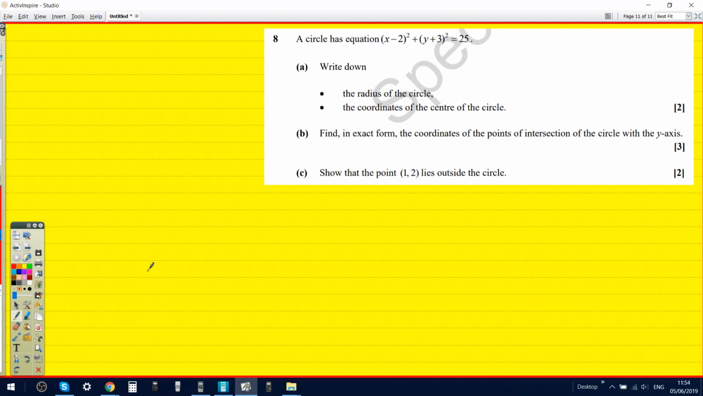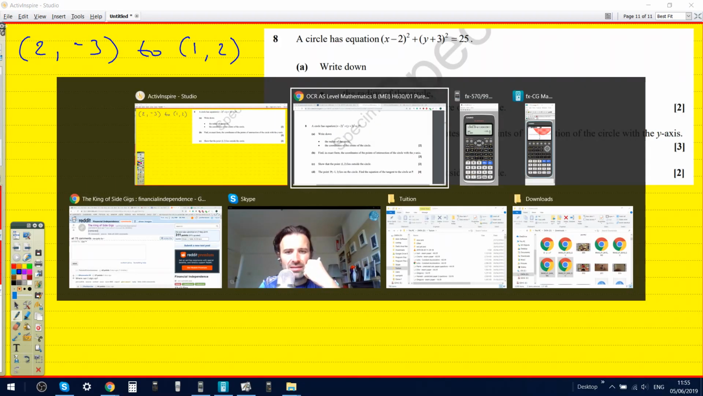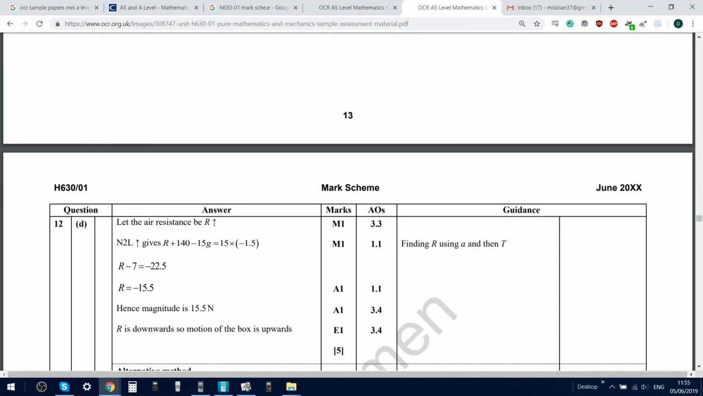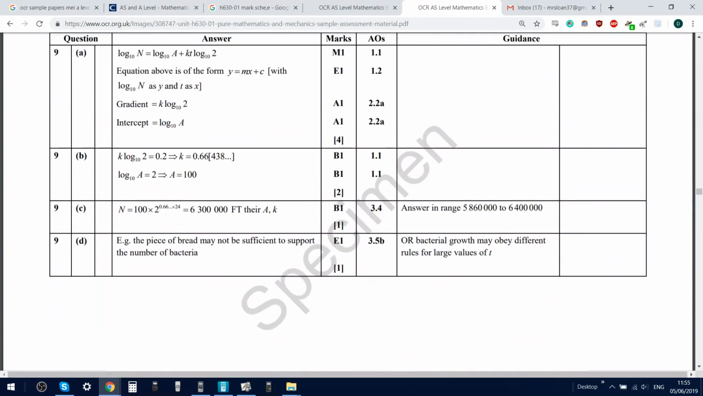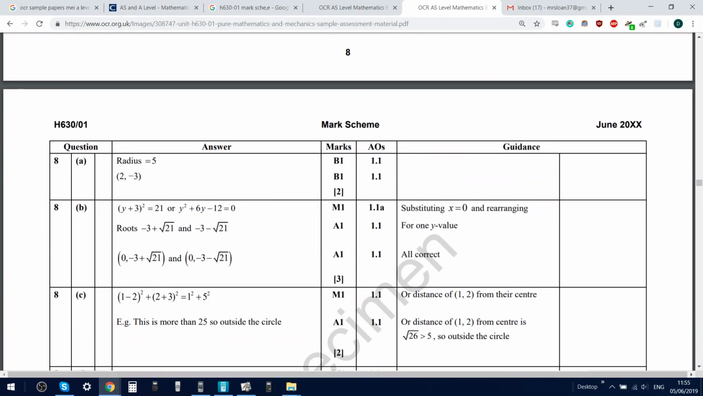Lies outside the circle. You could find the length from the center to 1, 2. Length to the center. So if you found the length of the line from 2, minus 3 to 1, 2, and if that's longer than 5, then it's outside the circle. Longer than 5, because that's the radius. So you can substitute those values into the equation.